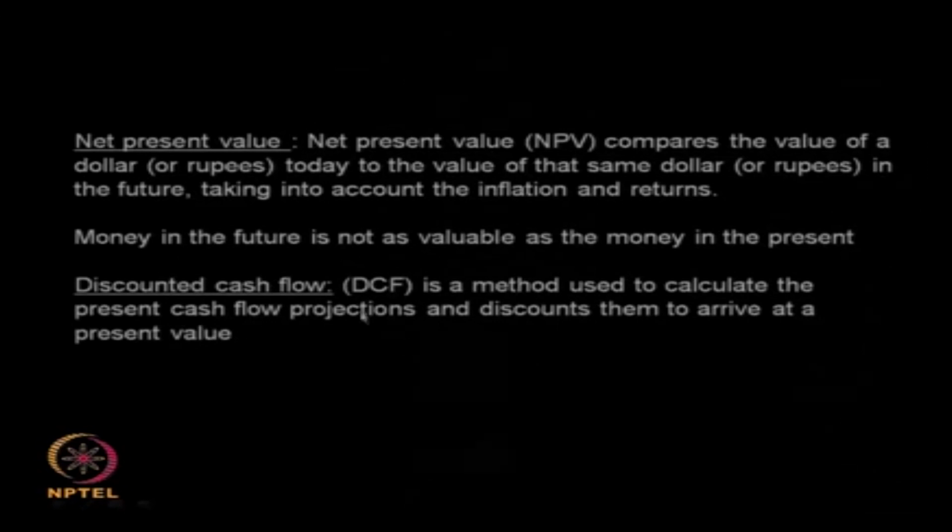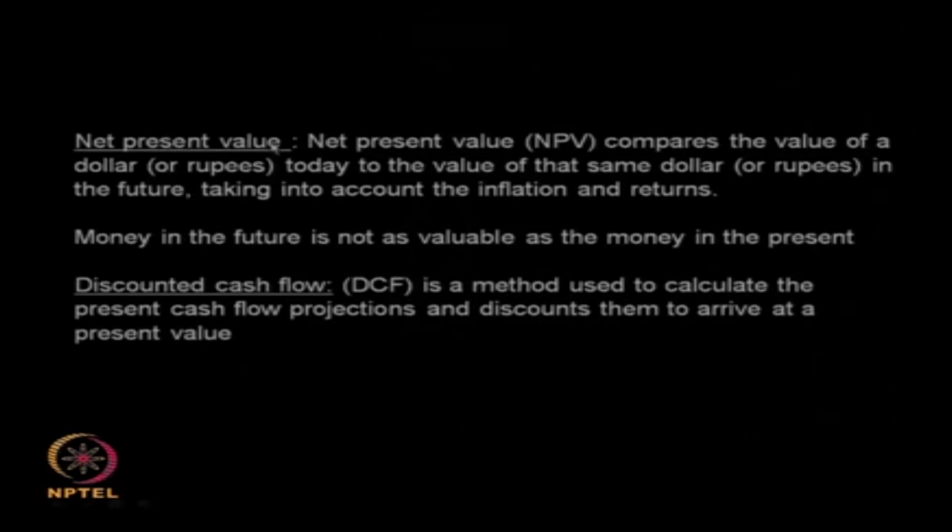The next terminology is called the discounted cash flow. Discounted cash flow is related to the net present value. So what will be the cash of 1,000 rupees which I am going to get in the next year can be calculated using this discounted cash flow. That means it will project what will be the value of that 1,000 rupees which I am going to get next year as of today, based on certain discount values.